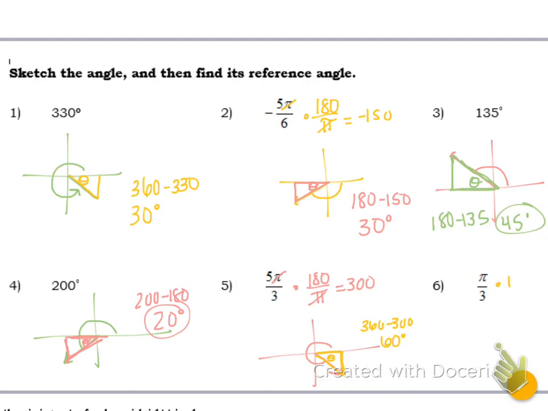Okay, multiply by 180 over pi. We get 60. It should be sitting in the first quadrant, which automatically makes my triangle, so 60 will be your reference angle in that one.